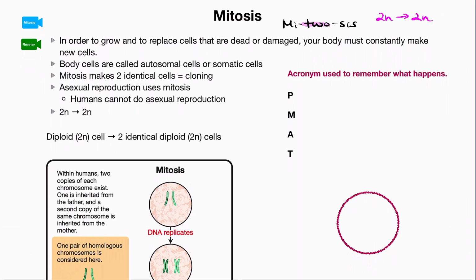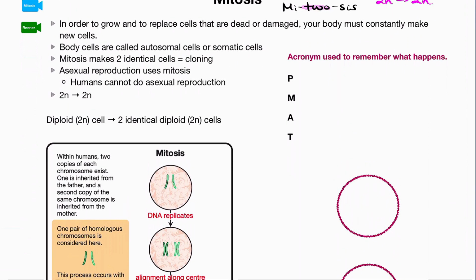So why would you want to make identical cells? Well, if you want to grow, if you want to replace cells that were dead or damaged, you got cut or something like that, your body must constantly make new cells. It's always doing this. Body cells are called autosomal cells or somatic cells, because they rely on the autosomal chromosomes. Mitosis makes two identical cells. That's cloning. Asexual reproduction uses mitosis. We don't do that as humans, though. And 2N to 2N, diploid to two identical diploid cells.